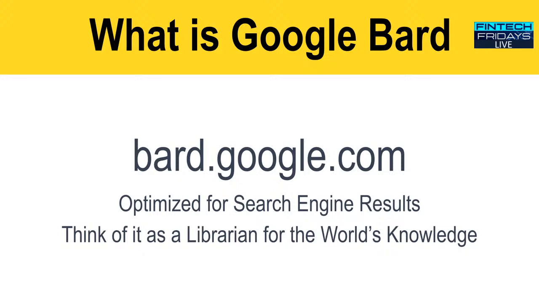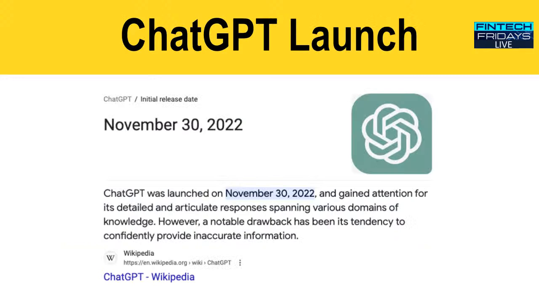The way that Google describes Bard is you want to think of it as a librarian for the world's knowledge. You go up to the desk, you ask the librarian for something, they go back into their archives, and they come out and they describe to you all of the content that they could find on the topic. And again, we're going to show you how this works.